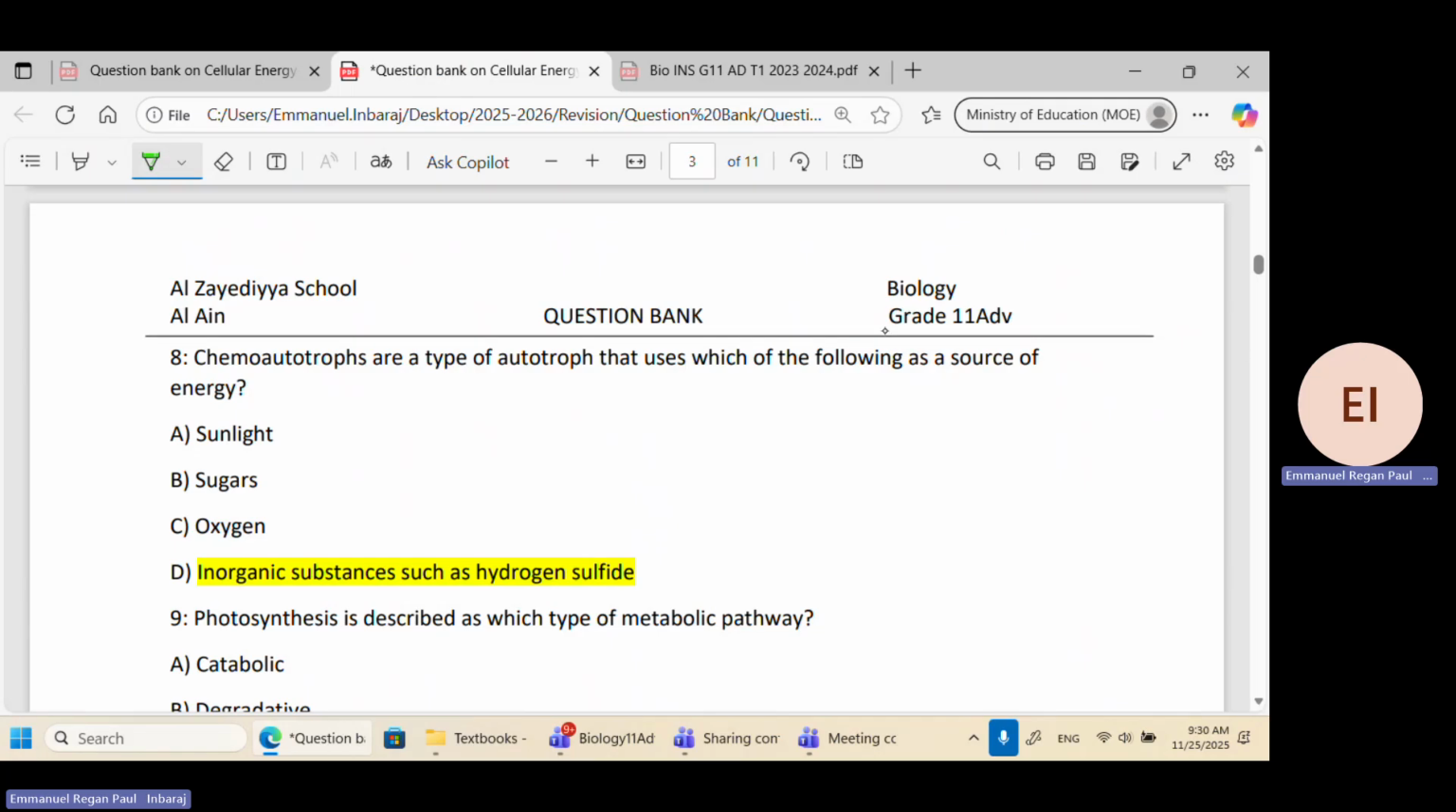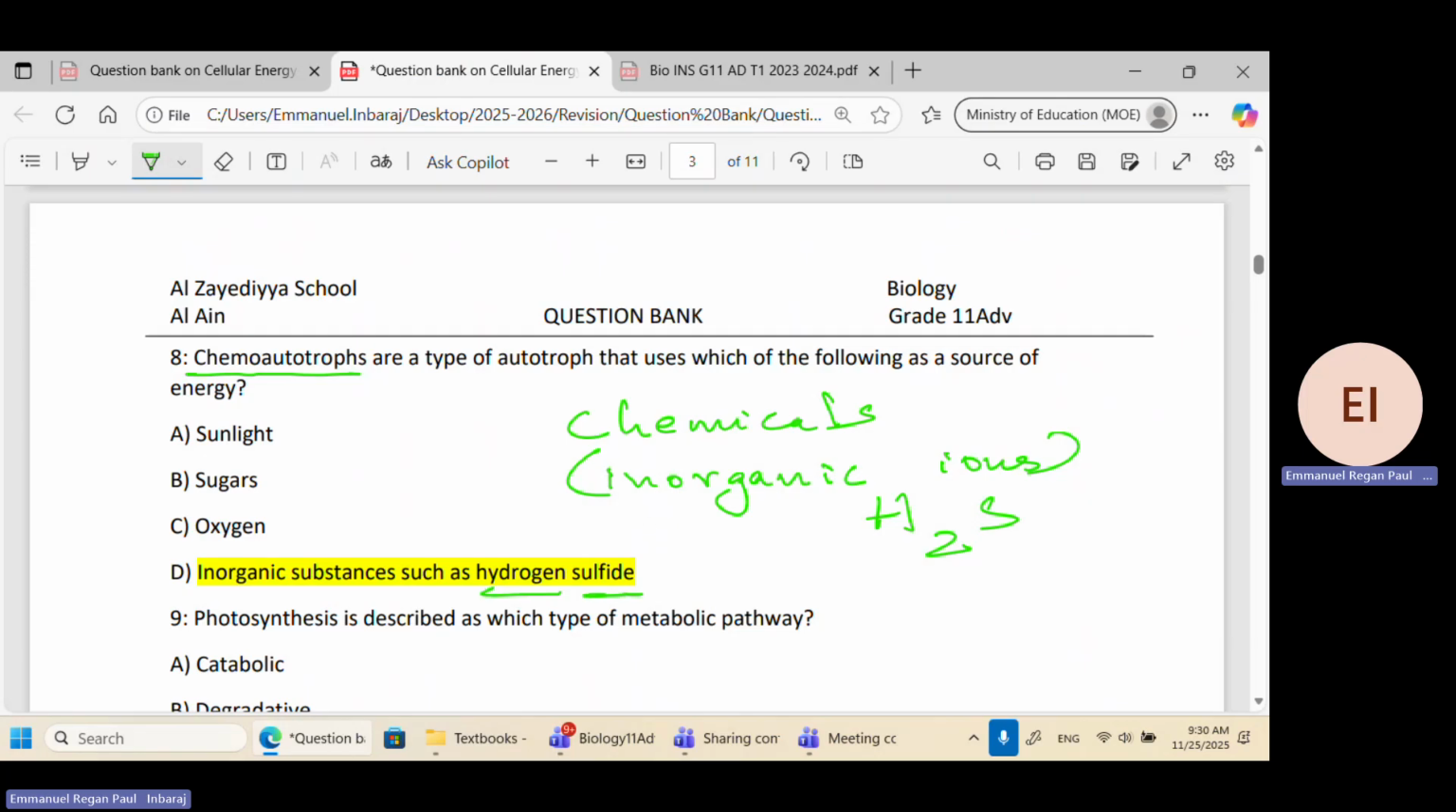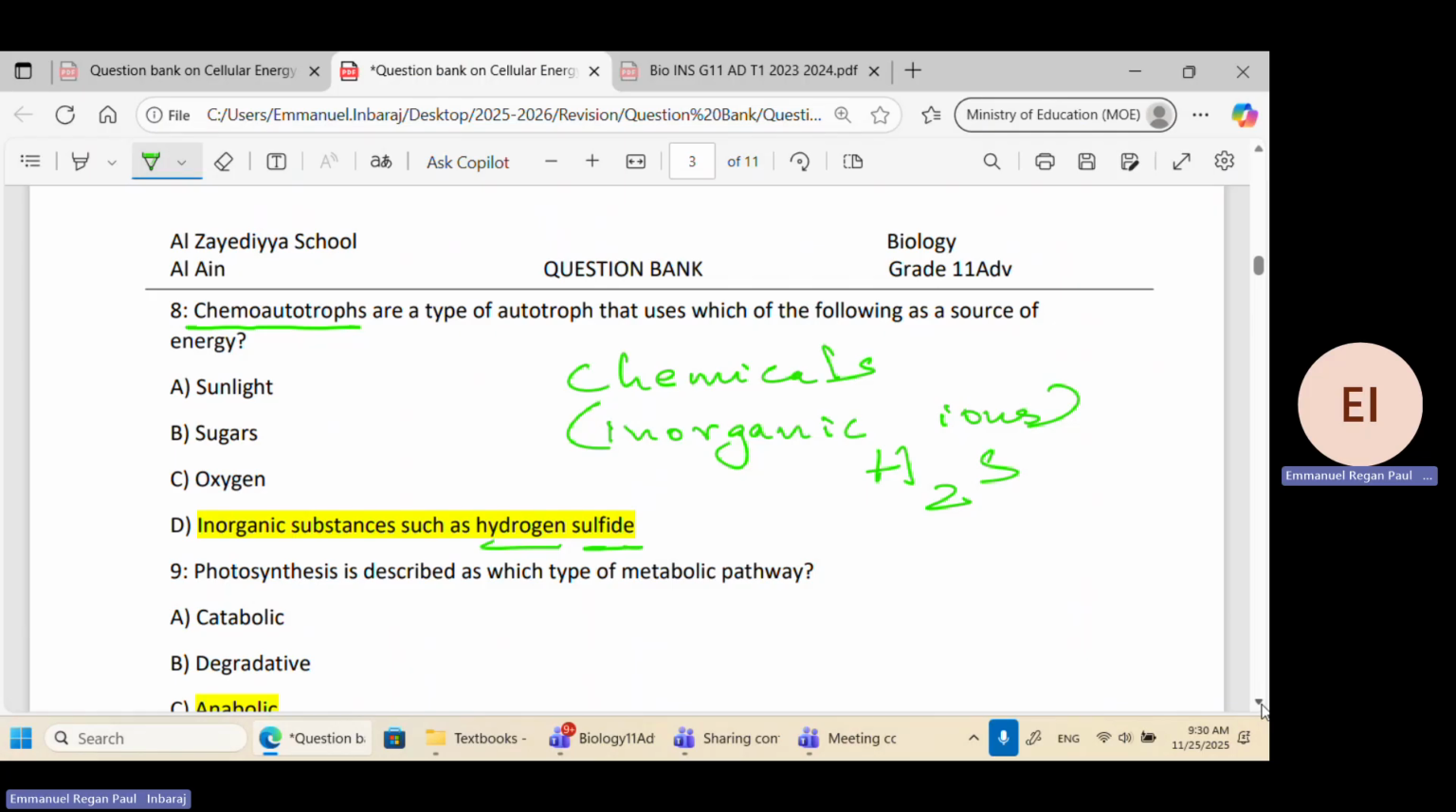Next, the eighth question, chemoautotrophs. Chemoautotrophs use chemicals. What chemicals? Chemicals such as inorganic ions. What is the inorganic ion? It is H2S, hydrogen sulfide. They use hydrogen sulfide, so H2S.